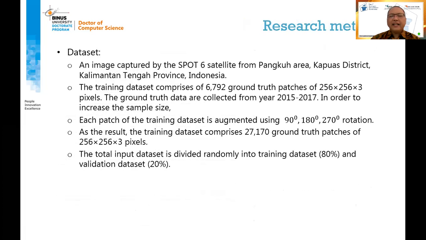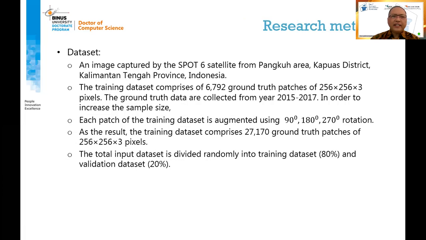The source of the data is from Badan Informasi Geospasial, or BIG, which were collected from year 2015 to 2017.